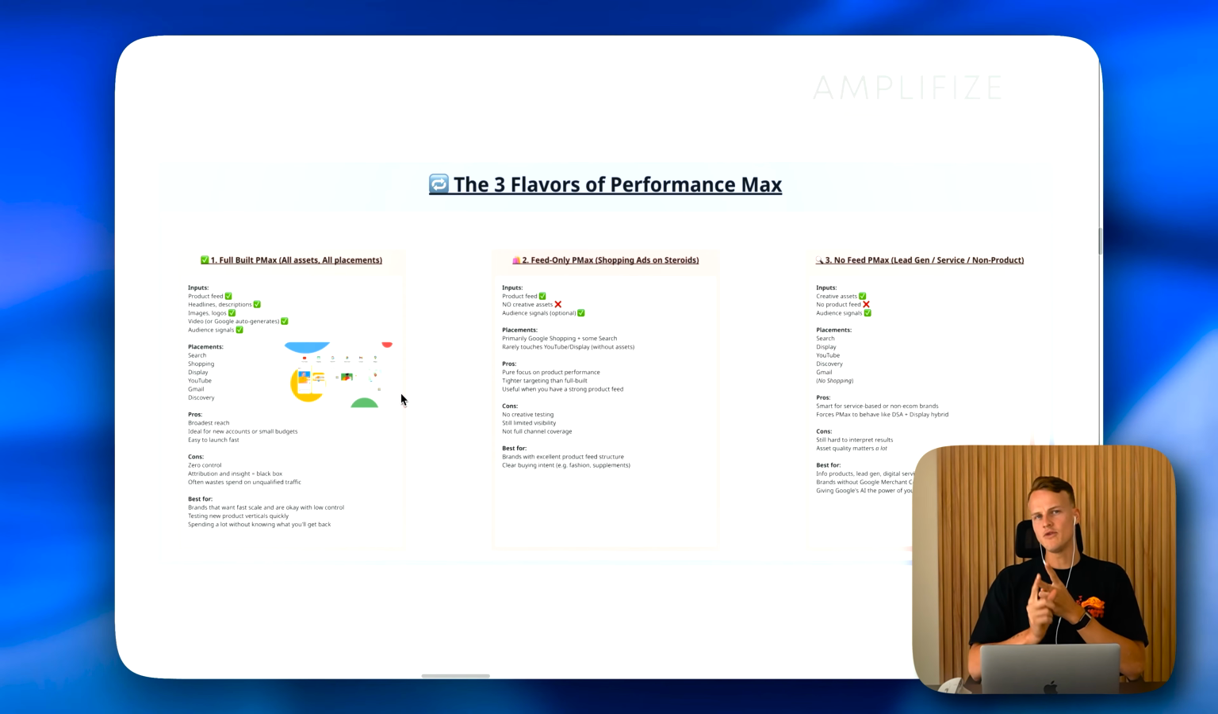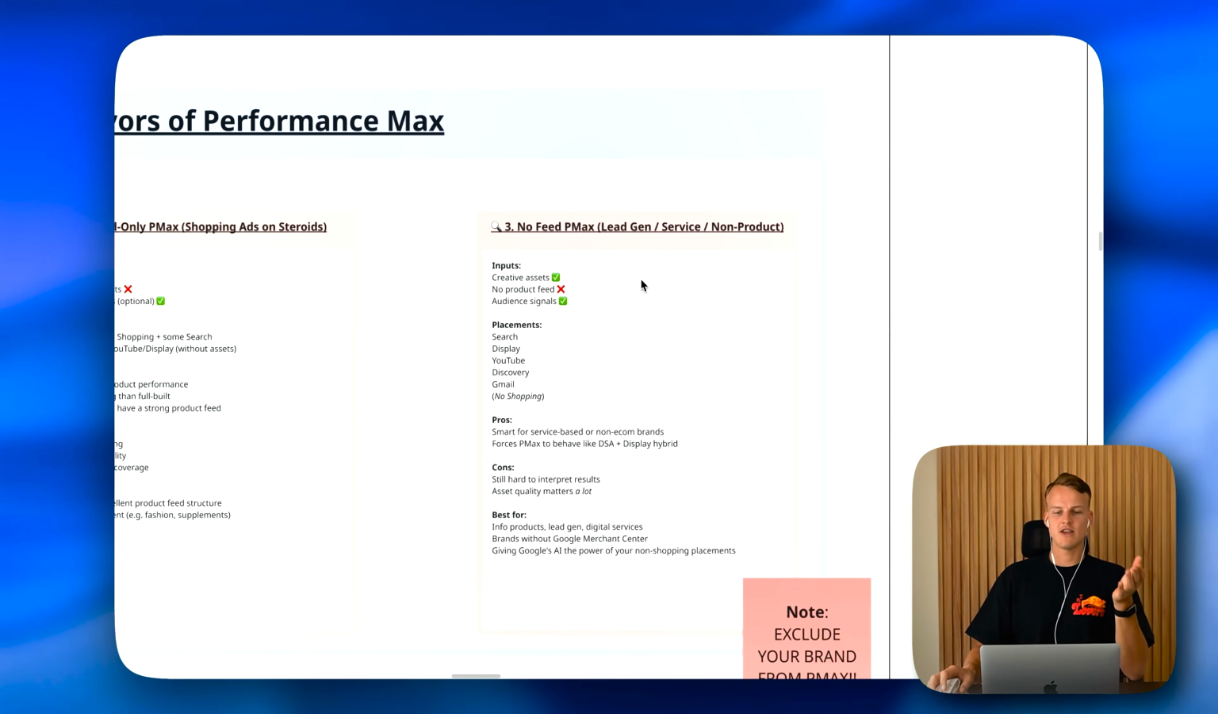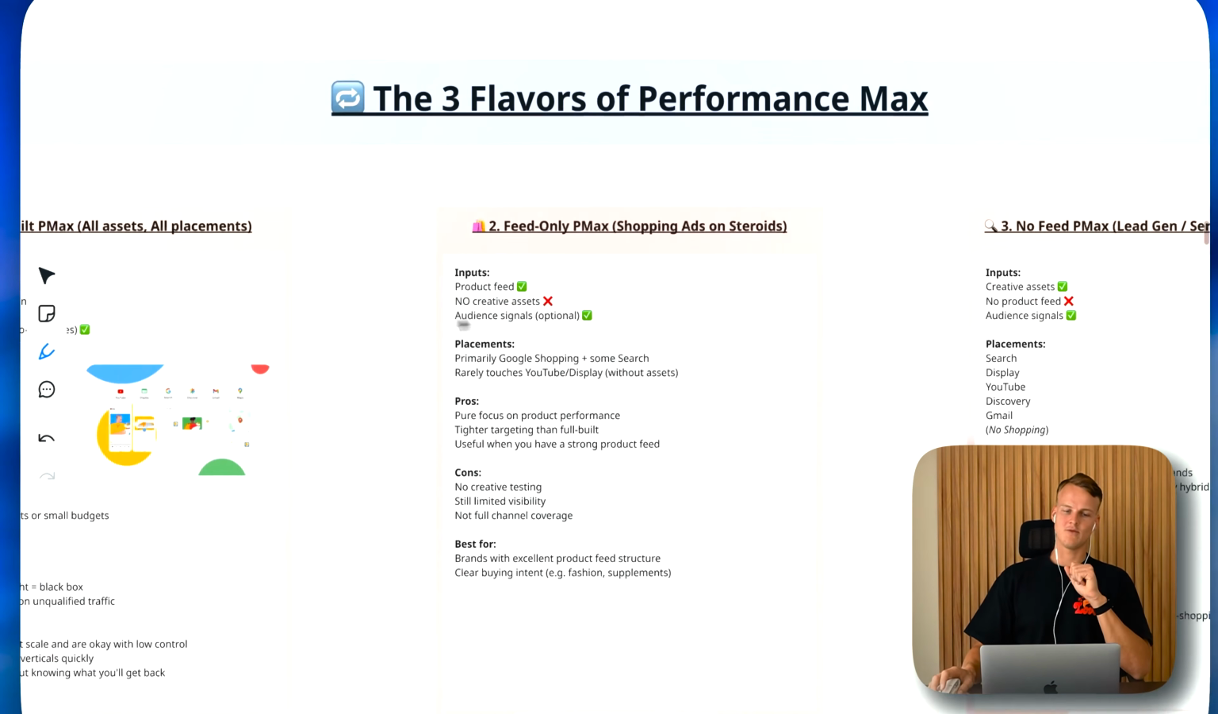We have a feed only, so that is just the product listings, right? Which is both the shopping results on the search engine result page and also dynamic remarketing, which can be very powerful. And then we have something called a no feed Performance Max campaign, which might be interesting for lead gen, service, or non-product. But we use no feed Performance Max as well to discover basically specific search queries and give Google a bit of the power to determine which user looks for which product. And then Google determines also where the person lands. So that might be an interesting way as well.